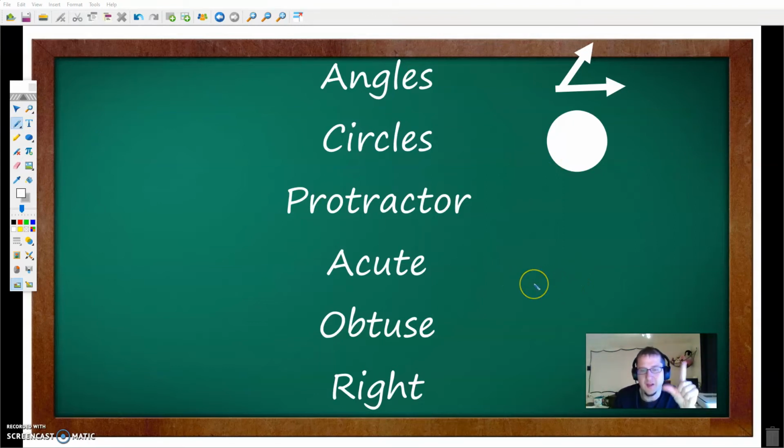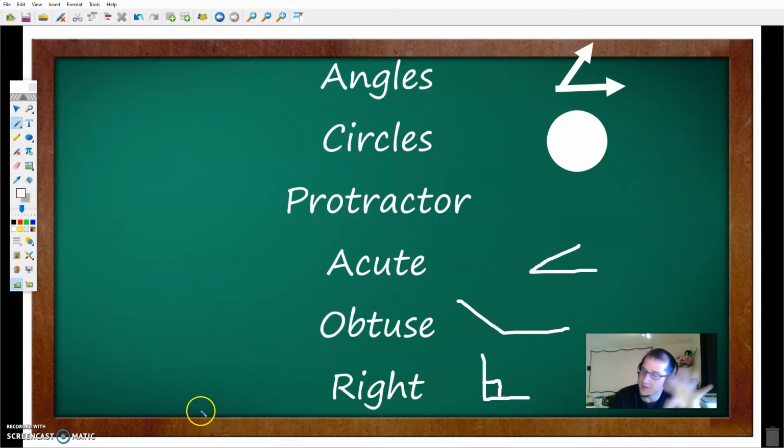Acute angles are the cute little ones that are smaller than 90 degrees. So something like that would be an acute angle. Obtuse is going to be something that's bigger. So something like that would be obtuse. And then a right angle is when it forms that perfect corner, and it will usually be signified by a box there.